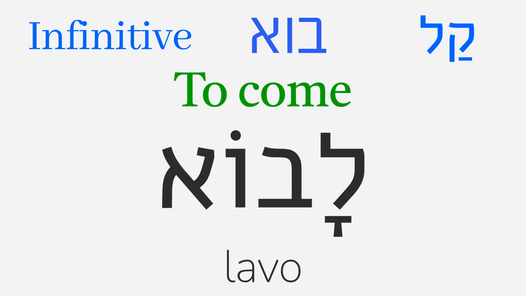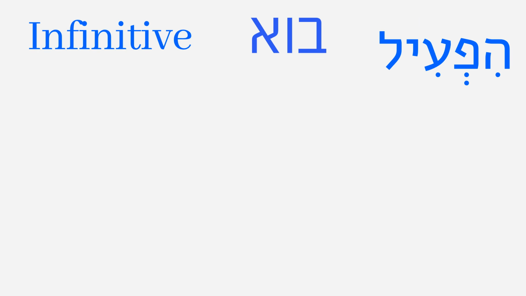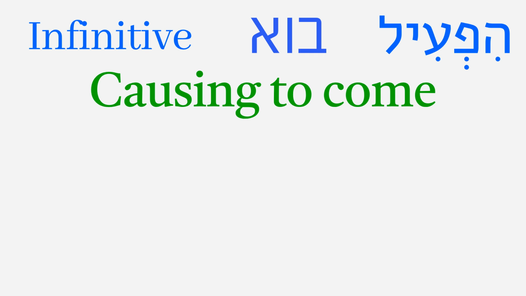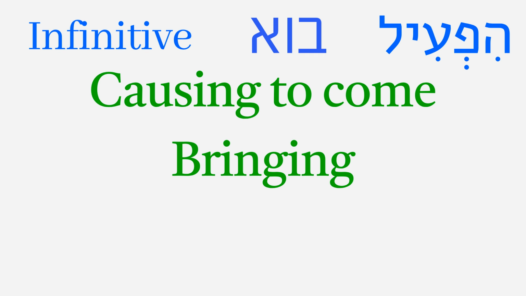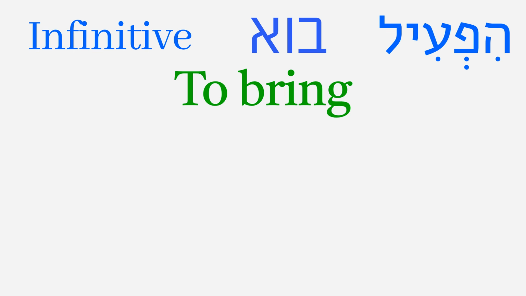These kinds of roots are very common in the kal, and they are also in the hifil. Since a kal verb like lavo usually describes doing a basic action, and a hifil verb describes causing someone to do that action, if we put the root bet vav aleph in the hifil, the resulting verb will have a meaning of causing to come, that is, bringing. Let's learn how to make the hifil infinitive to bring from the hollow root bet vav aleph.